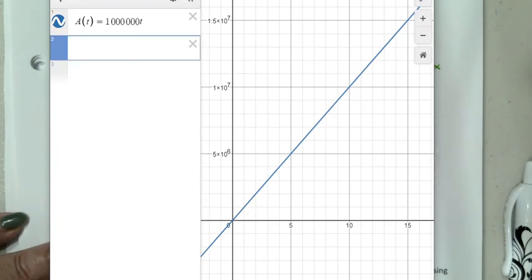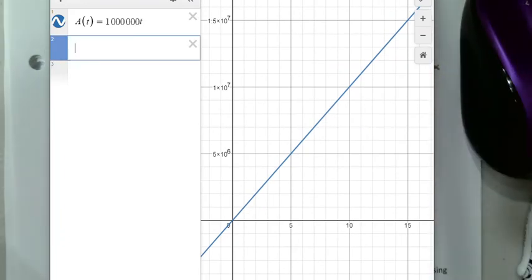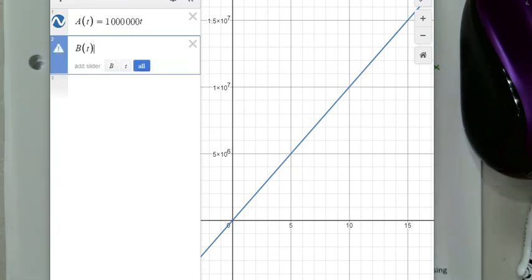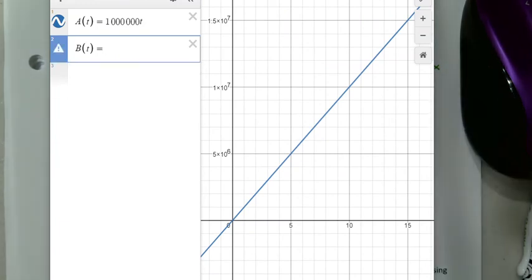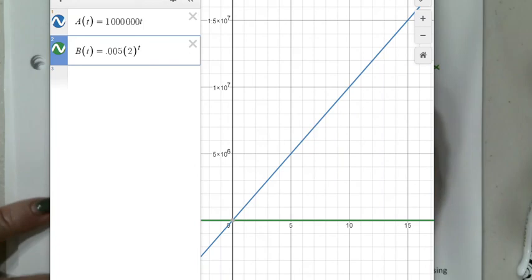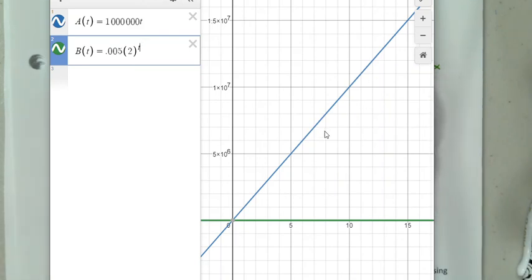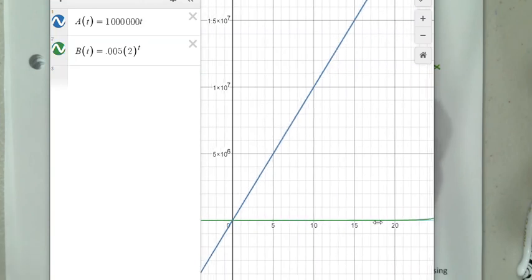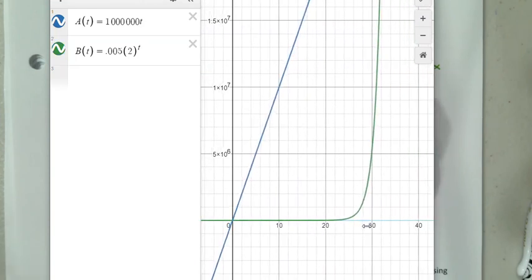All right, let's graph the second one. Let's see, I can't call it A, so I guess I'll call it B of t. That was 0.005 times 2 to the t power. And not surprisingly, looking out here, it does not look like a very good option at all. These payments are way lower than these multi-million-dollar payments up here. But look at what happens if I start to go out a little further.